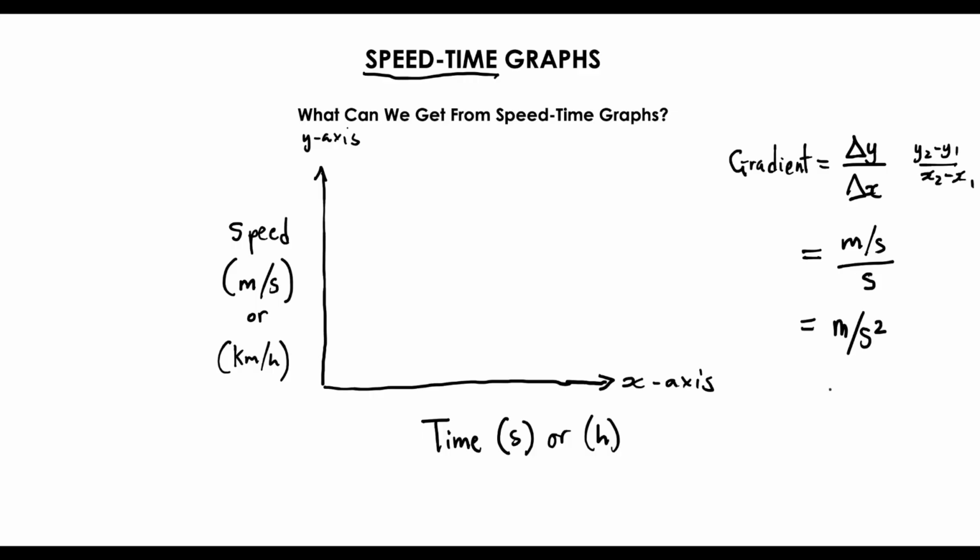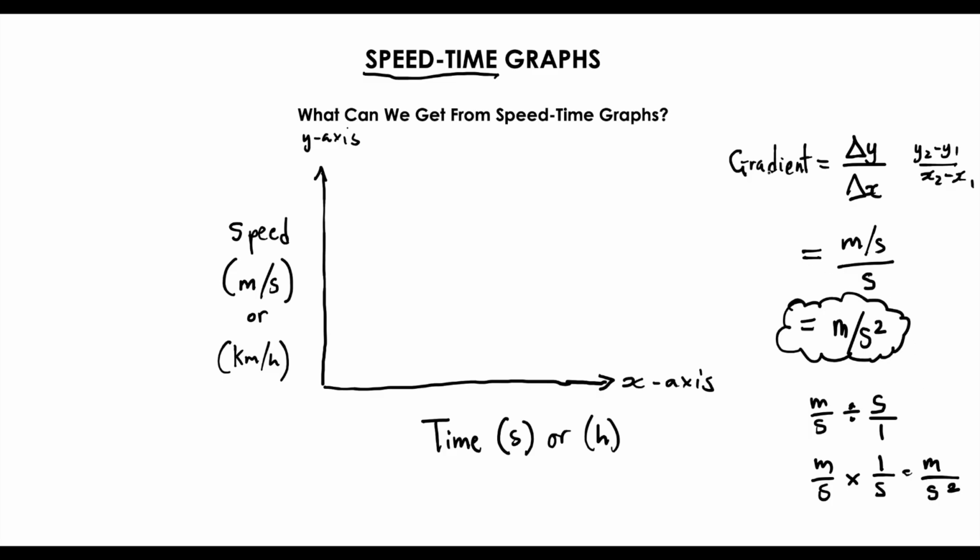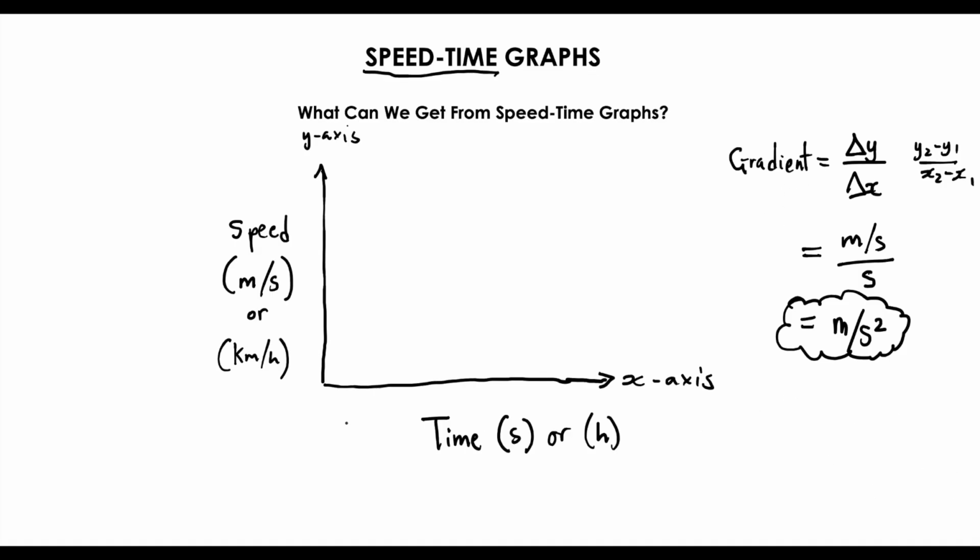Now if you just want to see the maths behind this, it's like saying meters per second divided by seconds. What do we do when we have a fraction? We keep this, we change this to multiplication, and we flip this. So then it's going to be 1 over s. We work it out: m times 1 is m, over s times s, which is s squared. Therefore we have this unit here, which represents the units that we get when we calculate the gradient. Likewise, if we did it for kilometers per hour, we would have kilometers per hour squared.